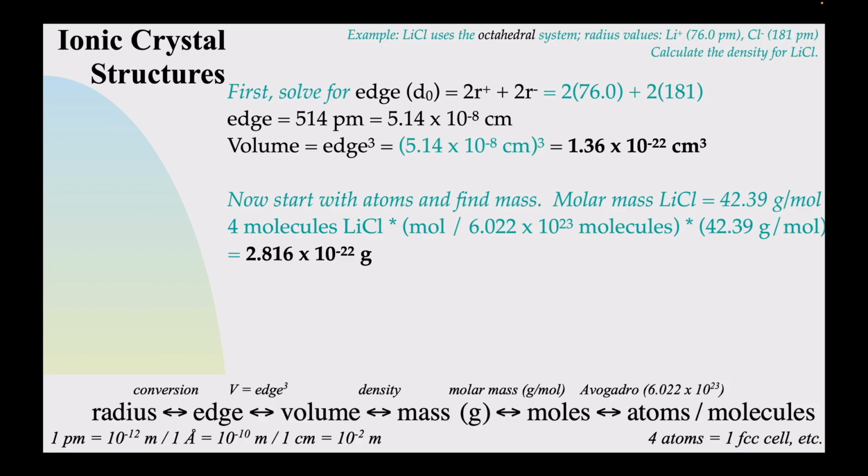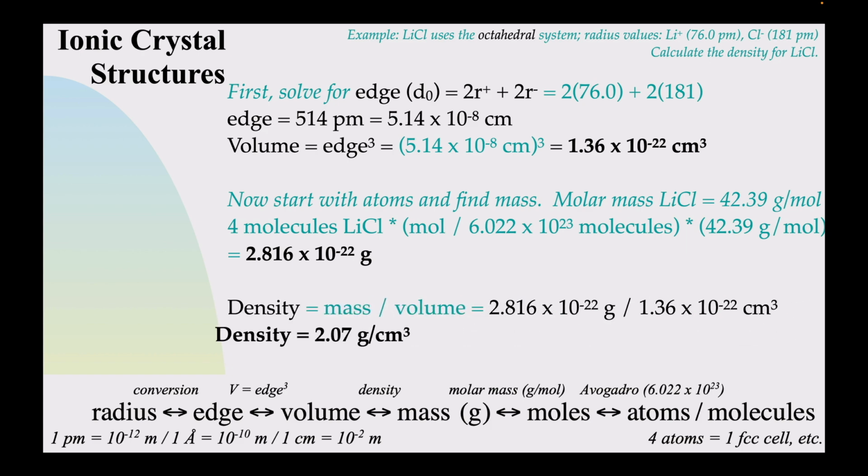It's of course very, very small. However, now we have the mass in grams, we have the volume in centimeters cubed, and density is literally mass over volume. So the 2.816 times 10 to the minus 22 grams divided by 1.36 times 10 to the minus 22 centimeters cubed, you can see the units come out to be grams per centimeter cubed, and the density is 2.07 grams per centimeter cubed.